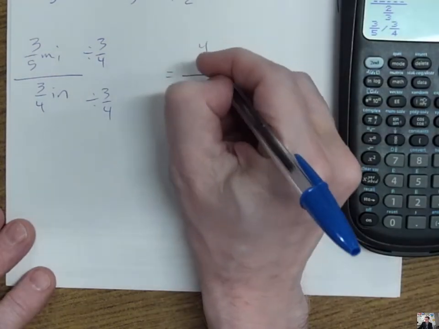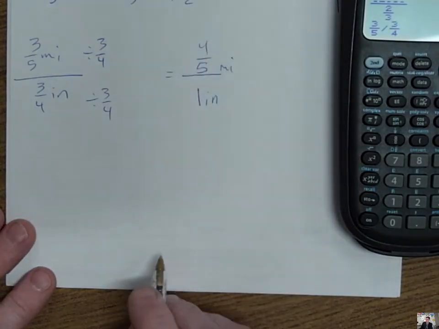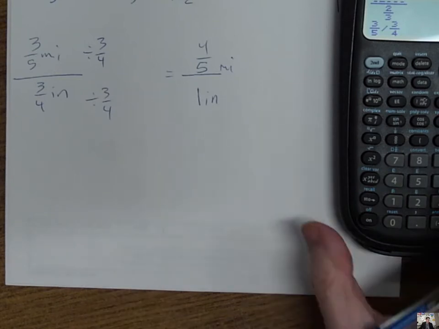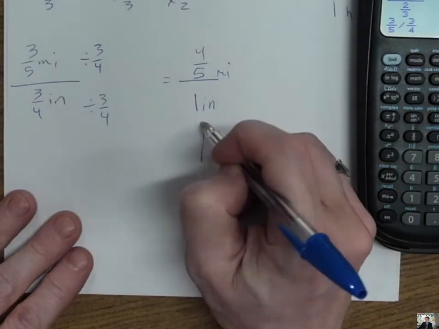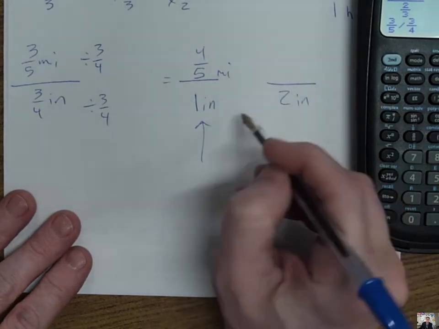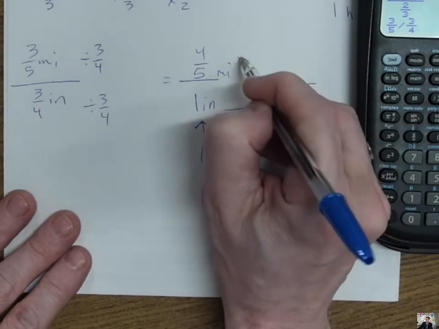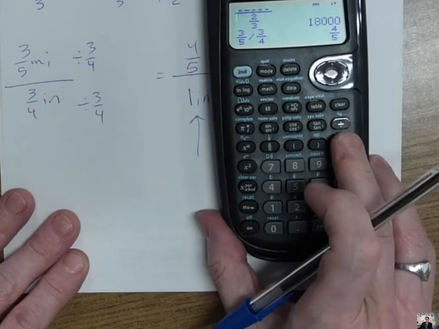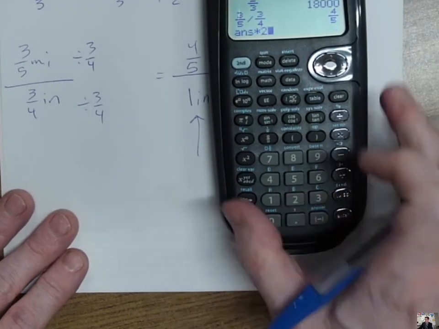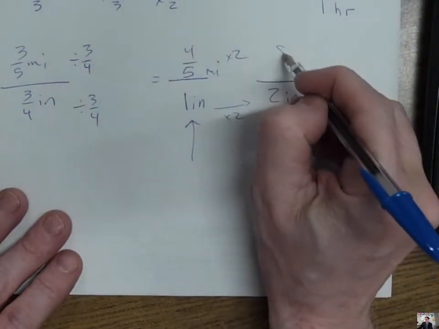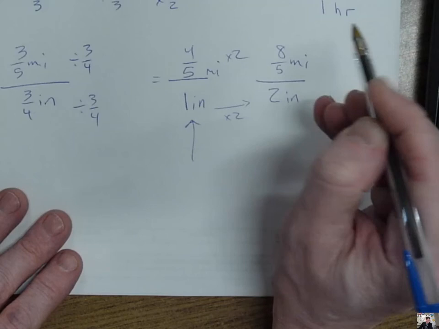So 4/5 of a mile is the same as 1 inch. And then the question is, how far away is the school? Well, now that you have the unit rate, you can work with that. The school is 2 inches on the map. So you just multiply that by 2, and it's 8/5. 8/5 of a mile away.